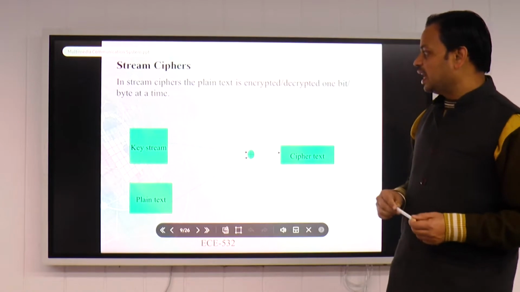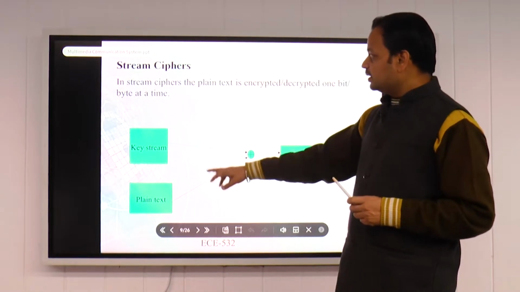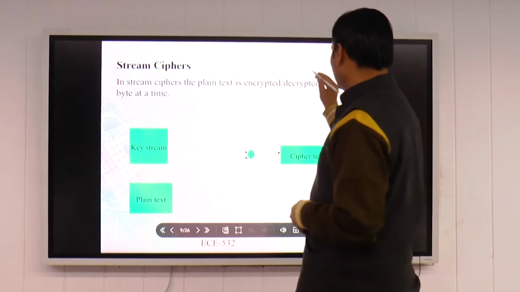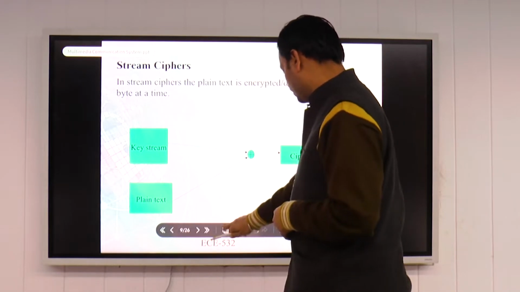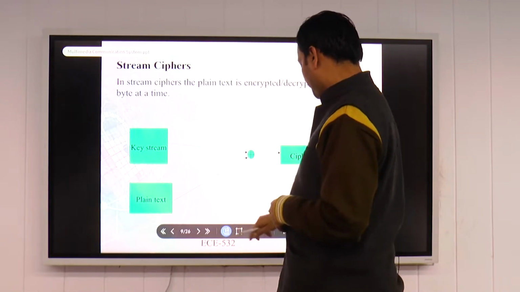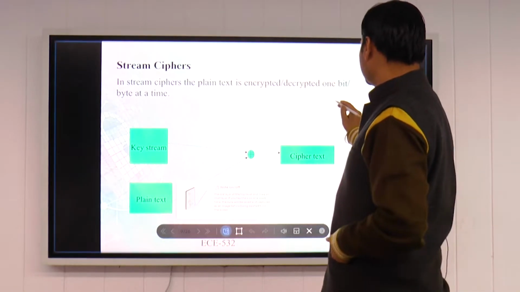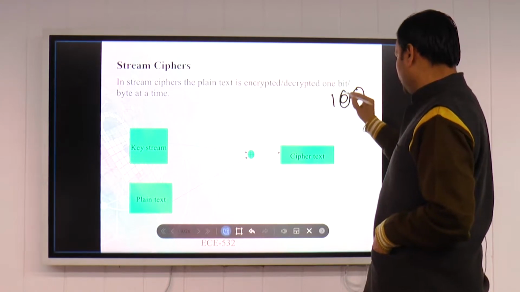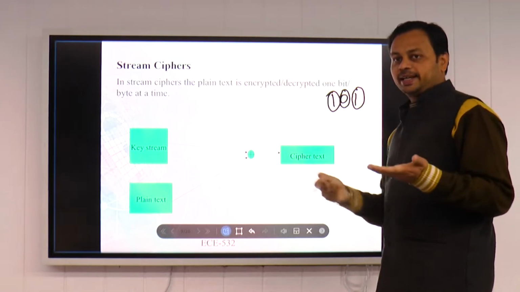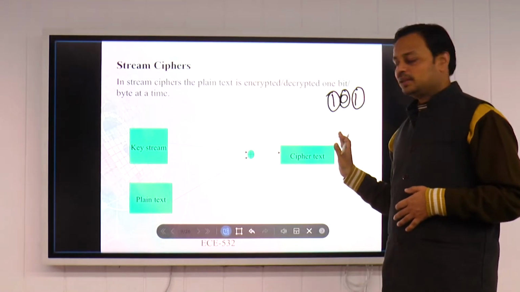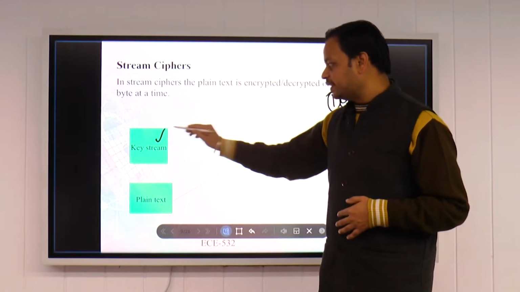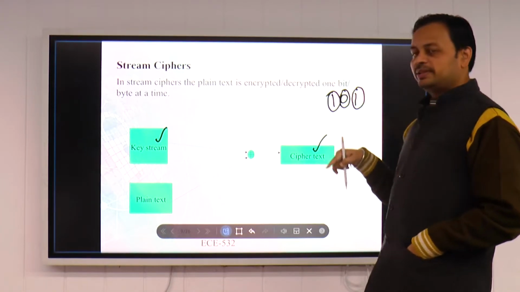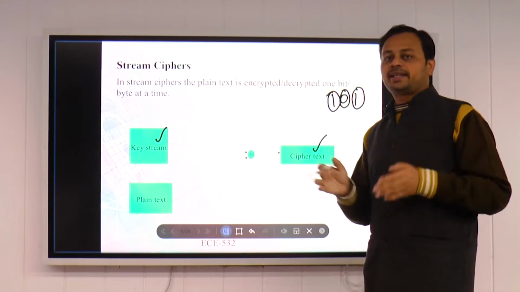Now this is how stream cipher works. It encrypts one bit at a time. Say for example, our data is 101. So it is going to encrypt the first bit, then the second bit, then the third bit. It is one bit at a time, so it is quite time consuming. No doubt for encryption you require the key, so plain text plus key we get the cipher text. But the problem with stream cipher is it encrypts one bit at a time.